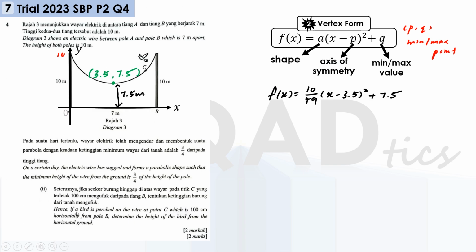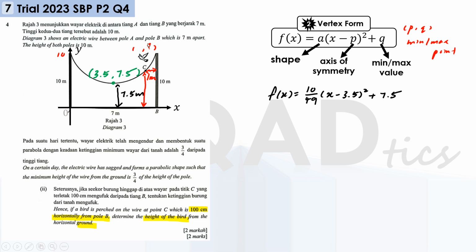And for part 2, there is a bird at point C which is 100 cm horizontally from pole B, which means it is describing this distance. Point C is away from point B by 1 meter, and we need to find the height of the bird from the horizontal ground, which is this height, which also represents the y coordinate of point C. Because back to this point, 7.5, how we got it is the distance from the wire to the ground.